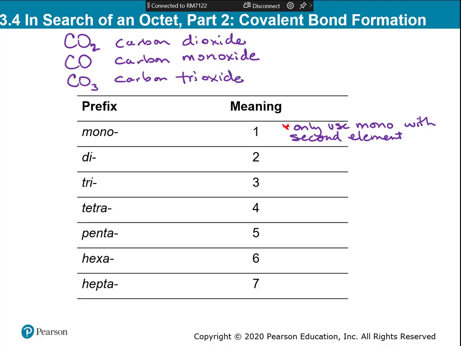So if there's 1 as the second element, you use mono. If there's 2, you use di. If there's 3, tri. Now 4 is kind of an odd one. 4 is tetra. And I will tell you that I remember tetra because of the game Tetris. Tetris was this little game that you used to play on those little teeny tiny phones way back when. It was where 4 blocks fell and you had to move them and make them fit together.